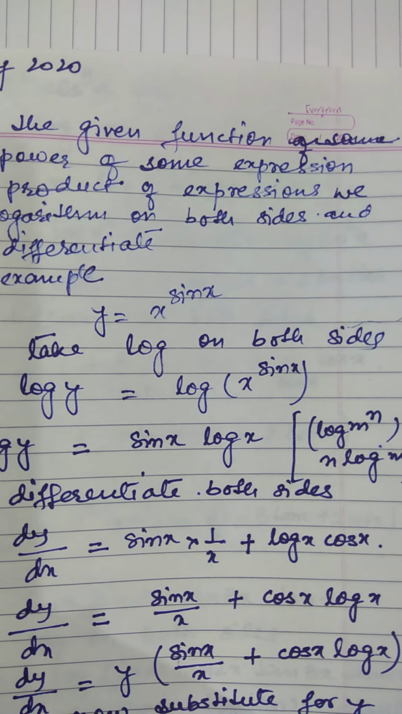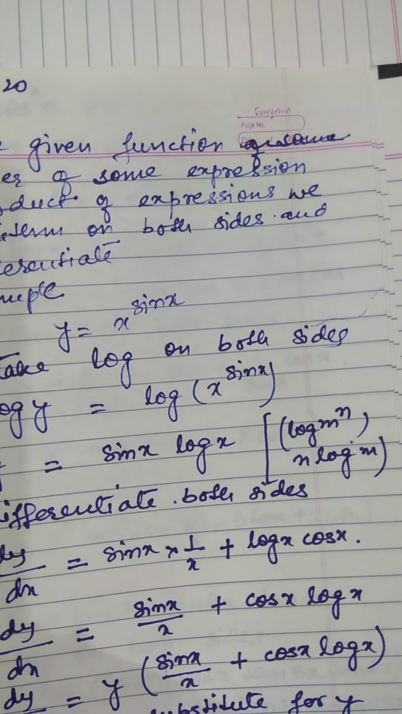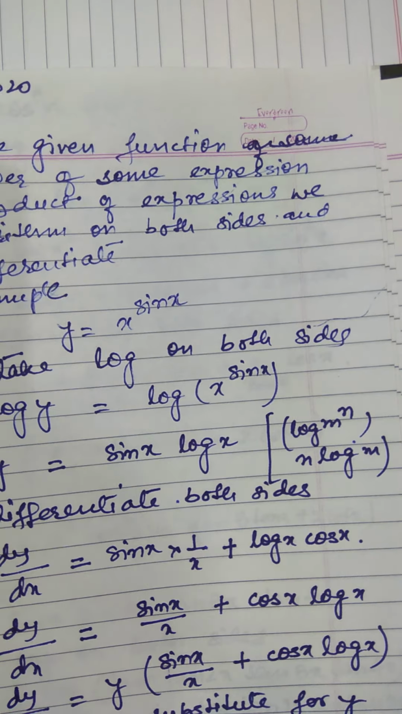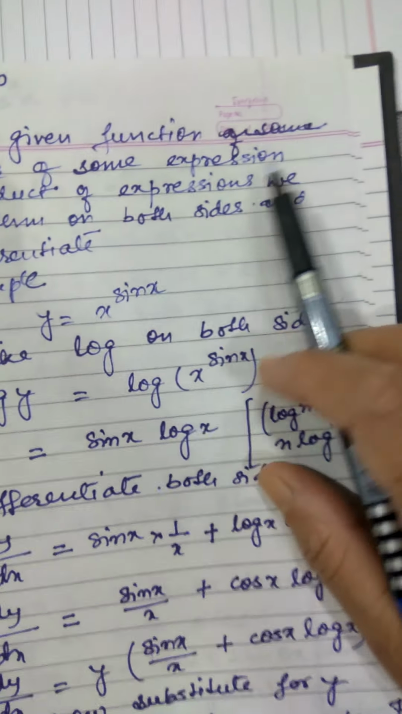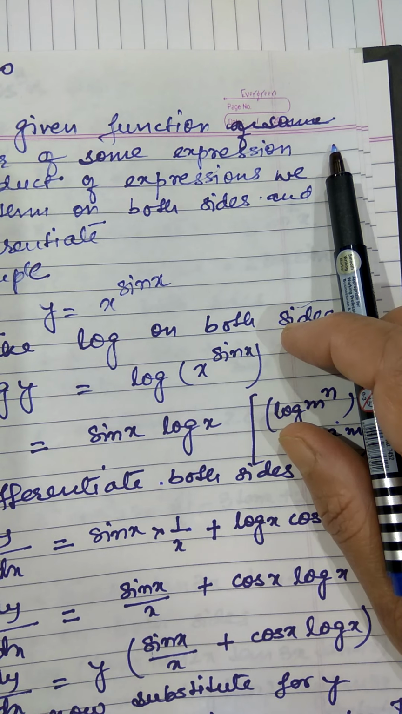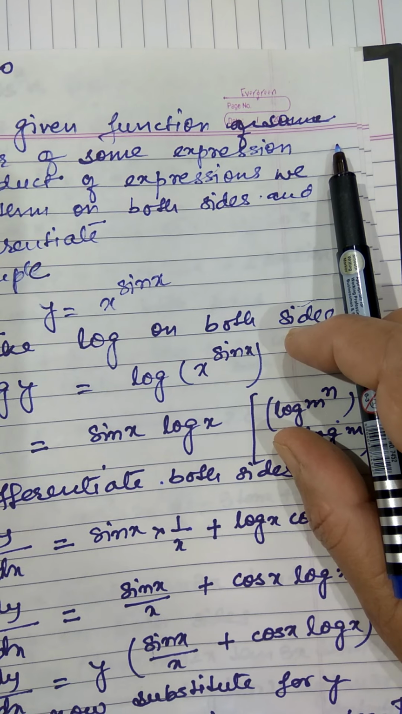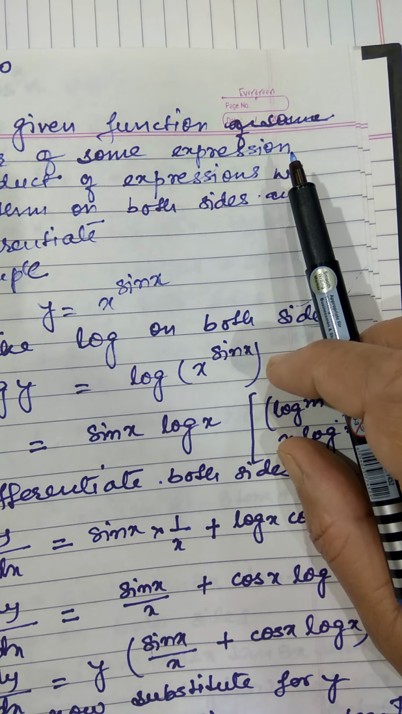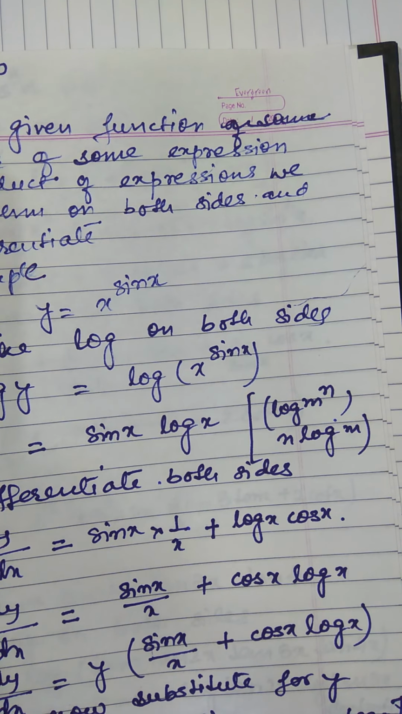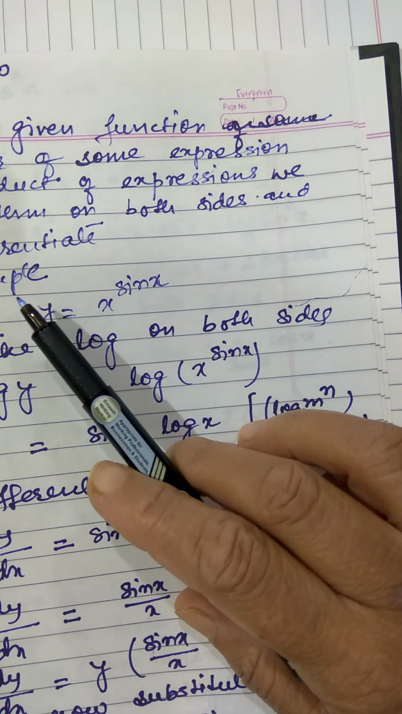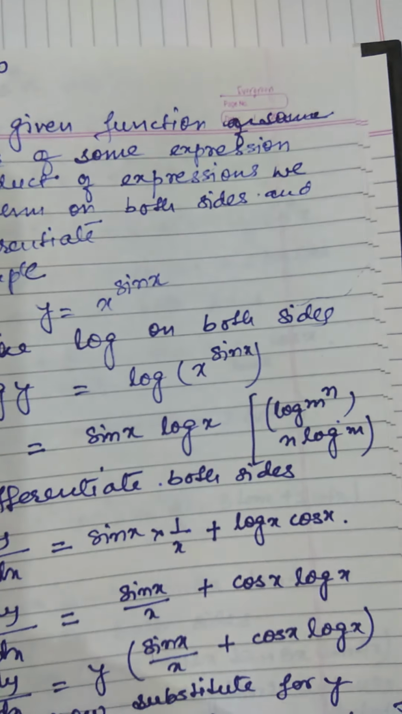For which type of functions do we use differentiation using logarithms? When the given function is a power of some expression, algebraic or trigonometric, not an exponent of a real number, or a product of expressions, a long product is given, then we differentiate using logarithms.